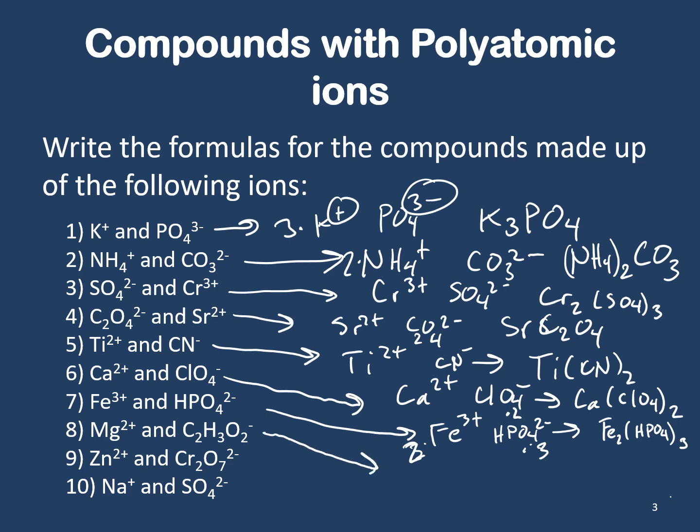And I'm just going to start writing the formulas here. So now we have Mg2 plus with acetate being only -1. So we're going to need 2 acetates to balance that out. This one, they're 2 plus 2 minus, so it's just ZnCr2O7. And here we have 2 sodiums to balance out the SO4.